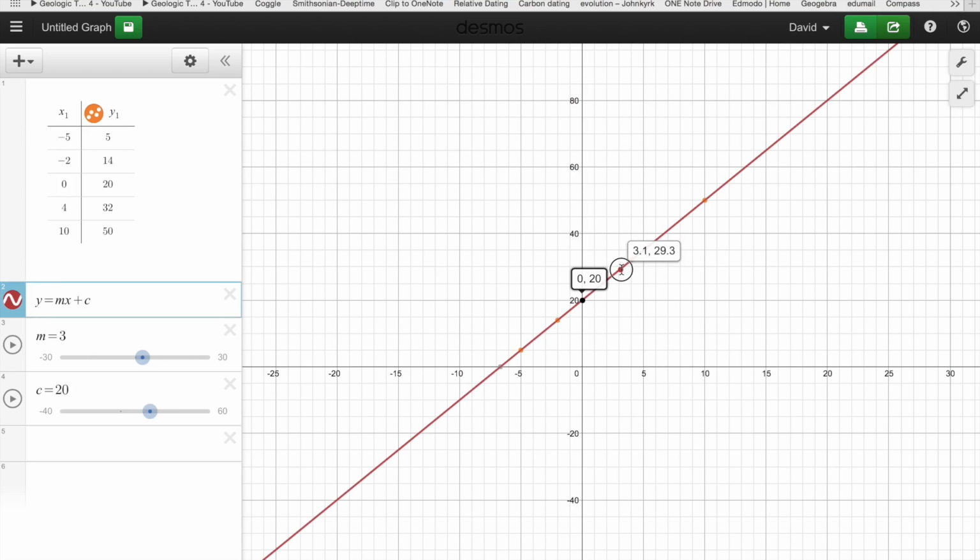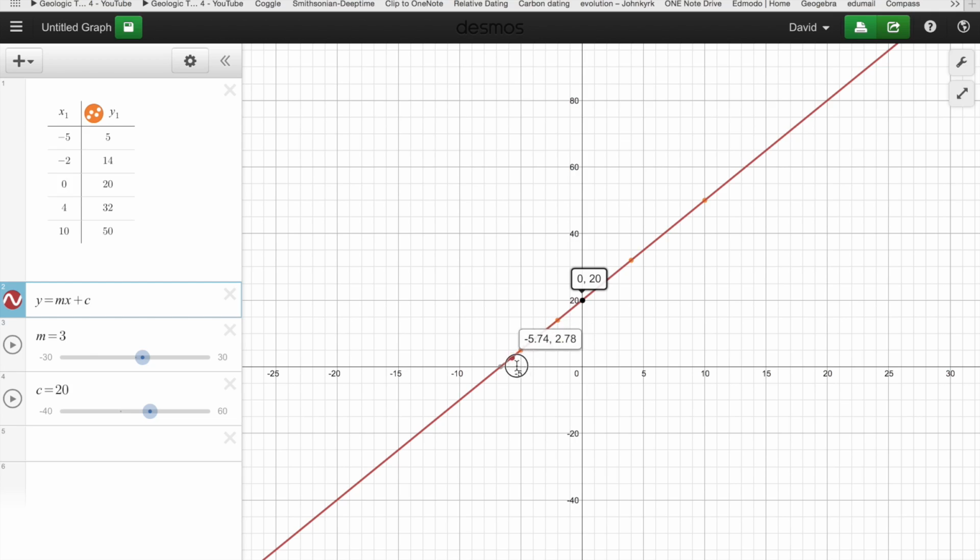If we go along the points, 4, 32, guess what? That's one of the points. Let's keep going. 10, 50, there's another point. Negative 5, 5, there's another point.